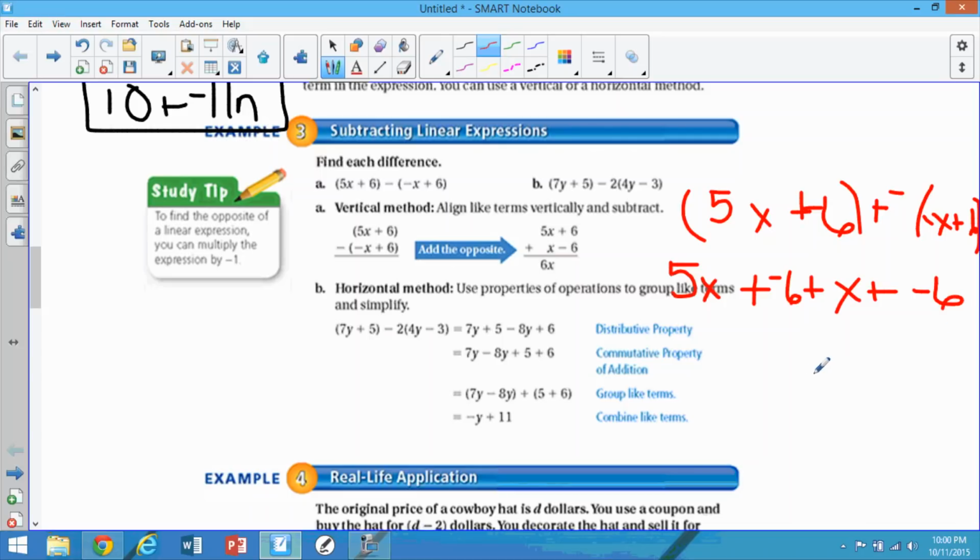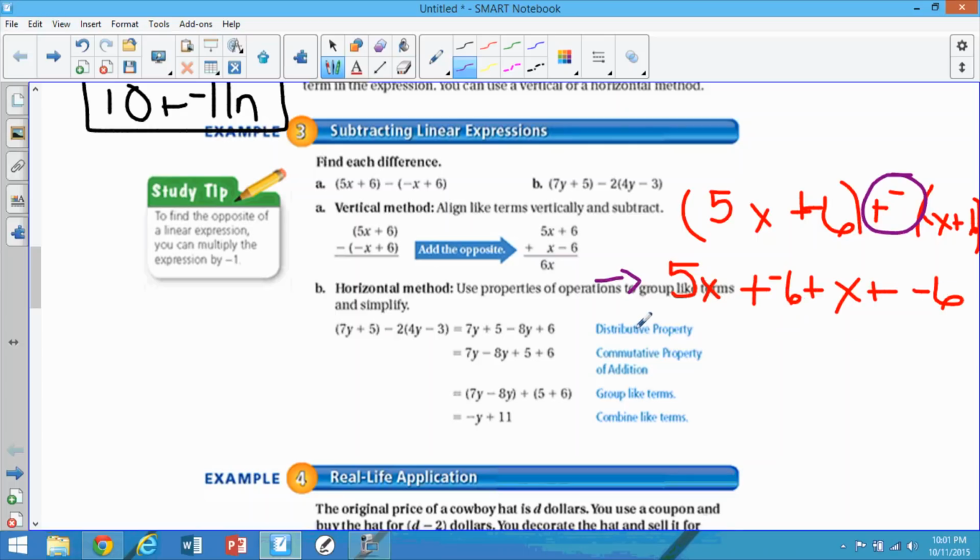Okay? Now here, after you've done that, and because you have to show me that, I am not going to let you not show that. You are going to be required to rewrite this like this. You're essentially distributing a negative across the second binomial. So you have 5x plus negative 6 plus x plus negative 6.